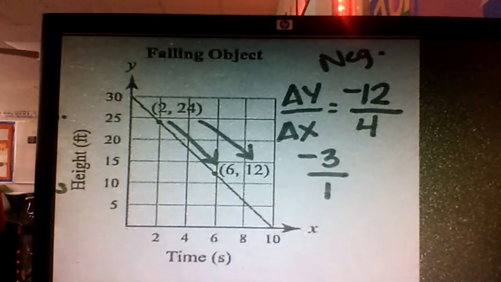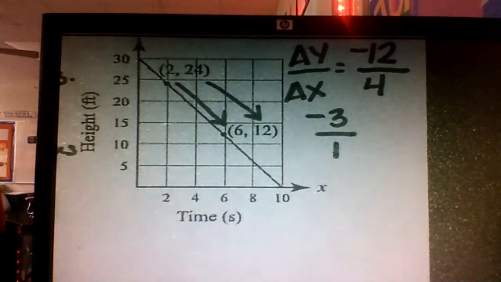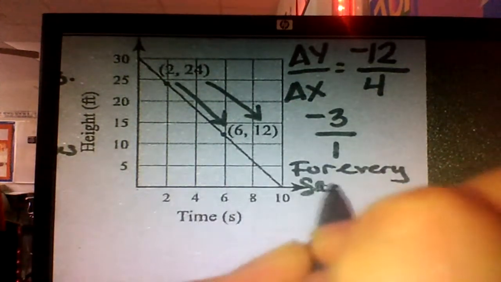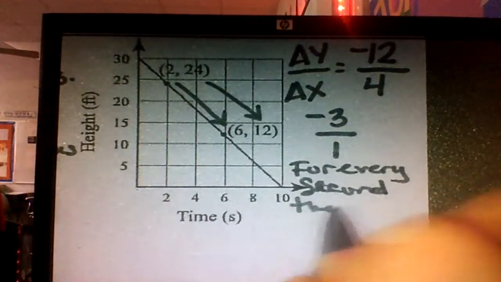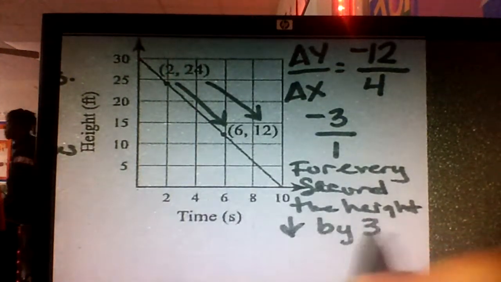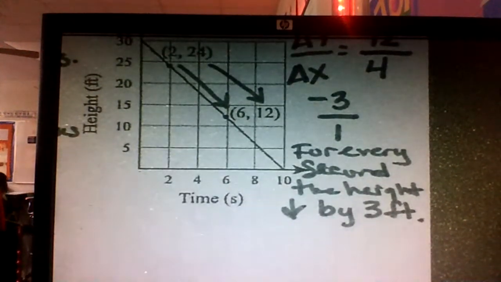Listen to what I'm saying. Time is in what? Seconds. So for every second, what is happening? Your height decreases by 3. The height decreases by 3 what? Feet. Okay, so for every second, the height decreases by 3 feet. For every second, the height decreases by 3 feet.